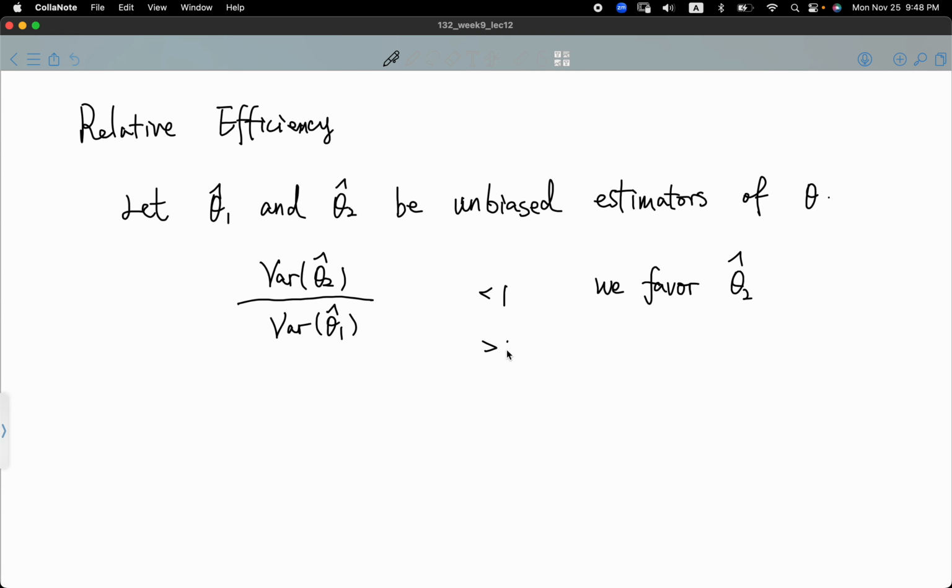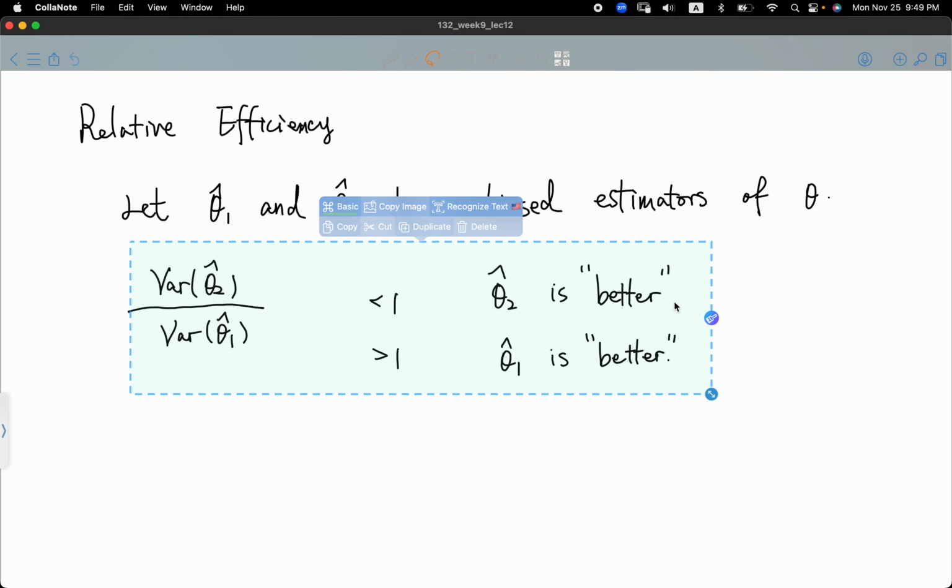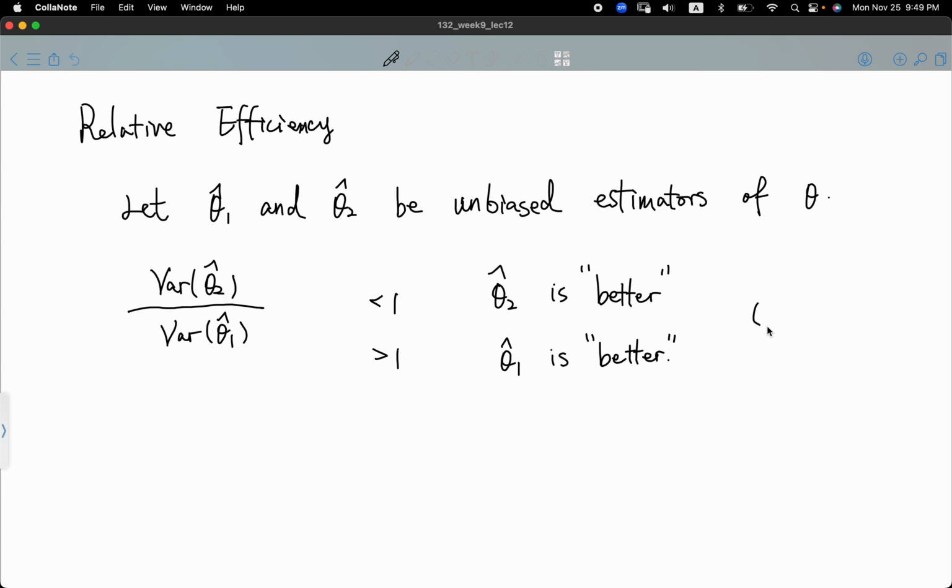And then if this is greater than 1, or essentially if you put the variance of theta 1 hat over the variance of theta 2 hat and you get less than 1, that means we favor theta 1 hat. In the first case theta 2 hat is better, and in this case theta 1 hat is better. But the better is referring to efficiency, in terms of efficiency, because it has the lower variance. Okay.